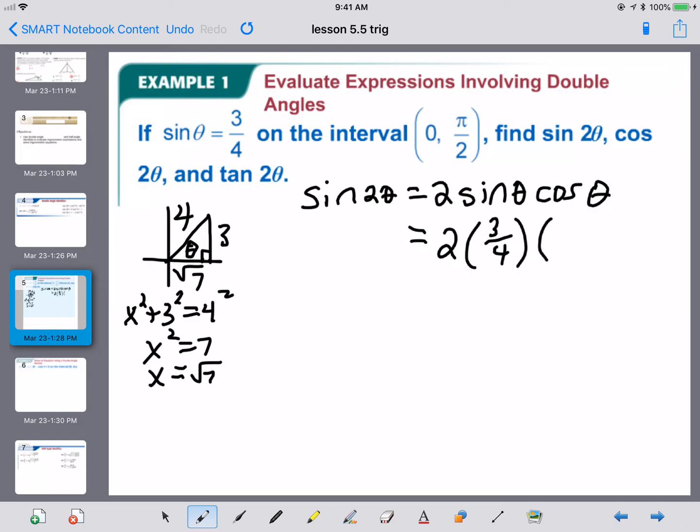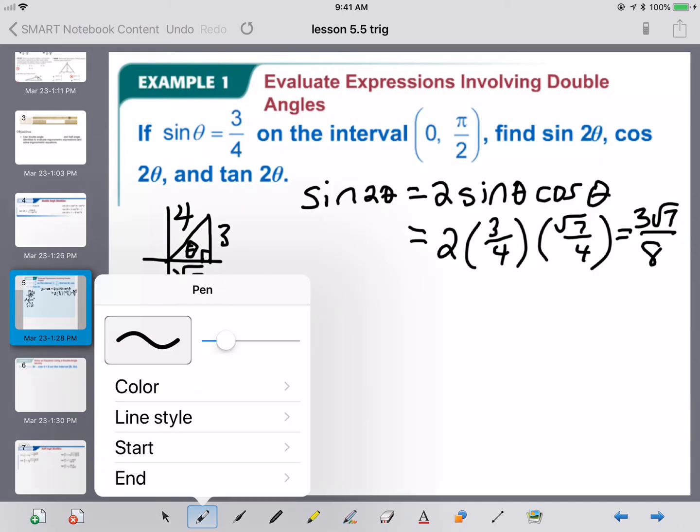So the sine of 2 theta is 2 times the sine value times the cosine value for the original angle theta. Our cosine is adjacent over hypotenuse, so that would be square root of 7 over 4. Now, we want these exact values. We don't want any type of decimal, so you don't want to enter these into a calculator. You just want to simplify them as much as you can. And when simplified, we get 3 radical 7 over 8, because the 2 cancels out one factor of 2 in the denominator. Now that's the sine of 2 theta.